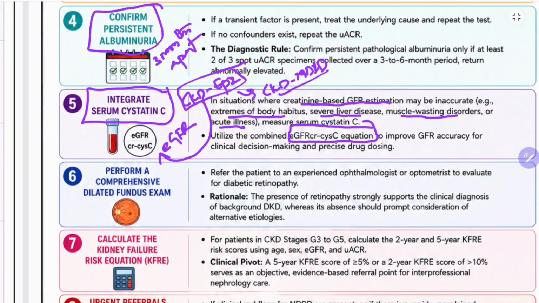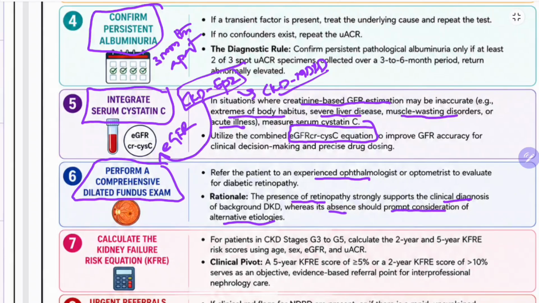Okay, now you have taken the sample for EGFR and UACR, and you have excluded the transient confounding factors like acute illness, extreme hyperglycemia, uncontrolled hypertension, UTI, menstruation, and heart failure, and you have confirmed the persistent proteinuria also. Now what you do, you perform a comprehensive dilated fundus examination. It should be performed by an experienced ophthalmologist, remember. Presence of retinopathy supports the clinical diagnosis of background DKD, whereas its absence should prompt consideration of alternative etiologies.